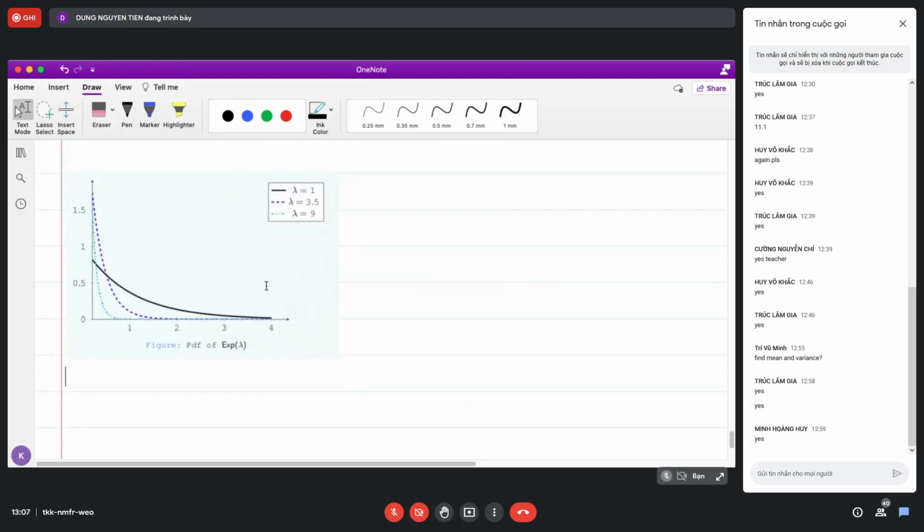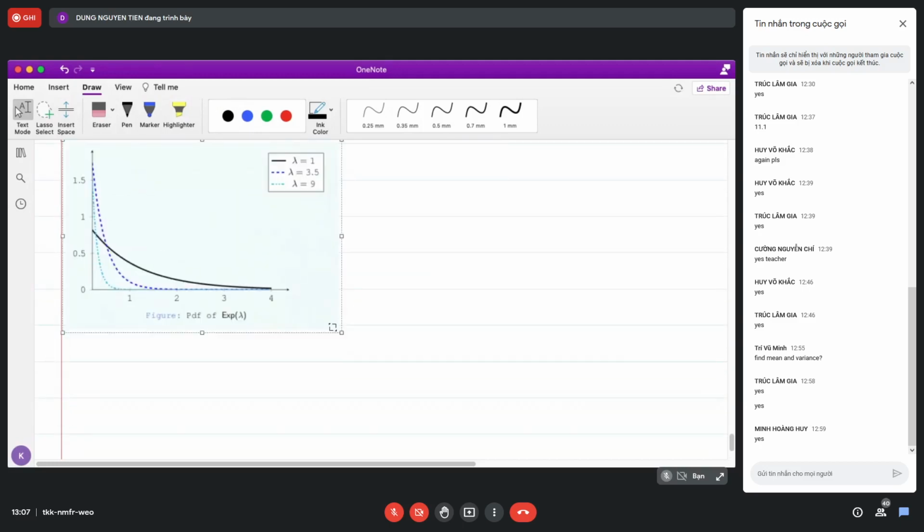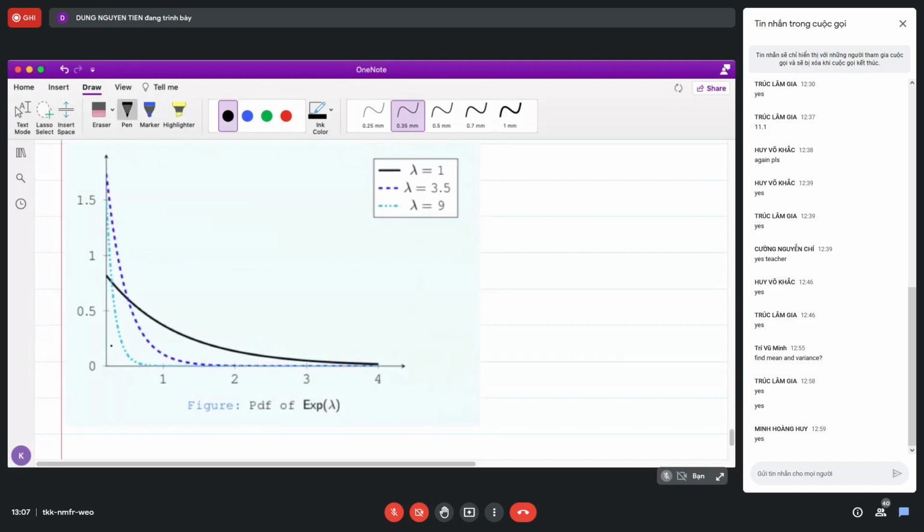If lambda is 1, then you get this curve. If lambda is 3.5, then you get the blue curve, right? And if lambda is 9, you get the sign one. Okay, so it is closer and closer to the vertical line. Any questions so far? Any questions?